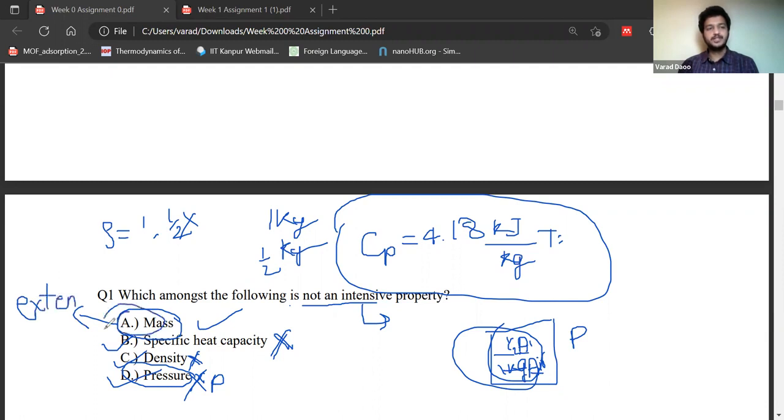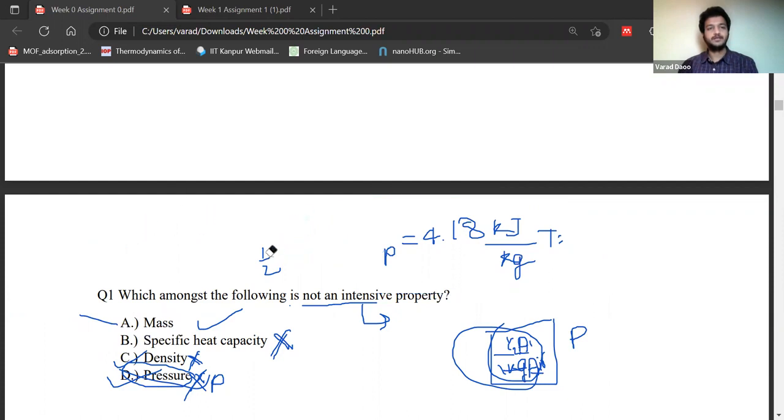Because mass is dependent on mass itself. Yes. That is why this is a tricky question in which the examiner has given only the first answer as correct. So you think that all of them are wrong. So it's a tricky question. Okay, does anybody have any doubt? So the answer is A.